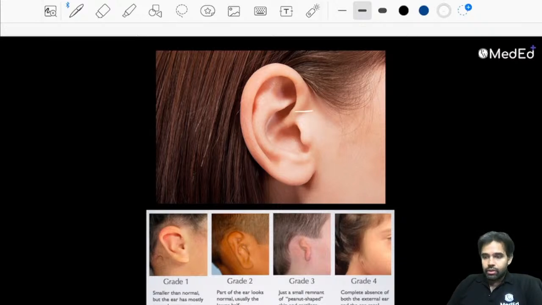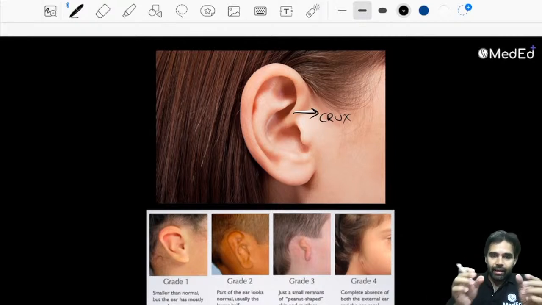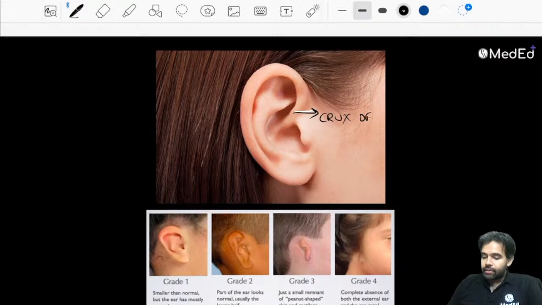Okay, so this that you're seeing over here is an important part. This is called the crux. The crux of the matter, as we say, crux is like the main thing. It's the starting point. So this is the crux of the helix. It's an important landmark also, and many deformities largely occur in the helix. So this is the helix.